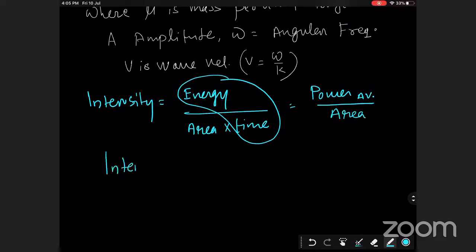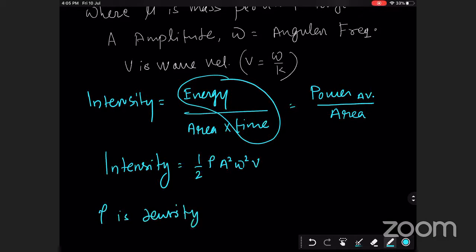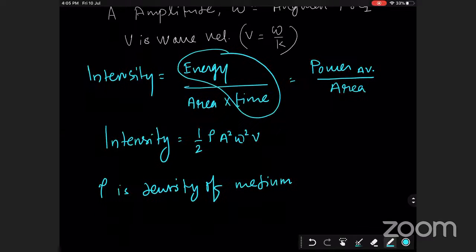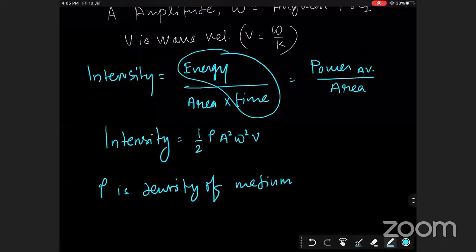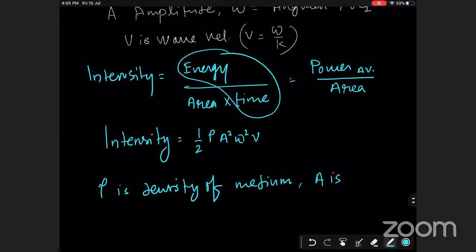Very important. The formula of intensity of a wave on a string is given by 1/2 rho a square omega square v, where rho is the density of the medium. Okay, rho is the density of the wire or density of the medium. Mass is equal to volume into density. And a is the amplitude, the displacement amplitude. Omega you know, and v is the wave velocity, same.